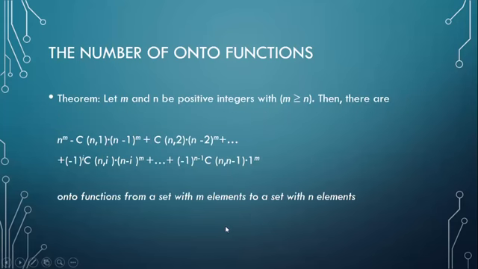So the general formula in this case will be taken as n power m minus Cn1 into n minus 1 power m. Why are we taking n power m? This is the total number of functions, as I have just explained.